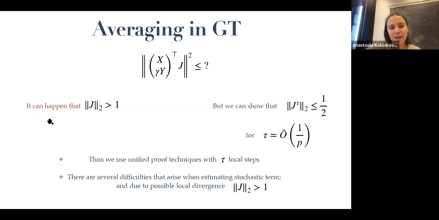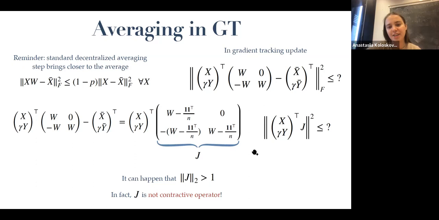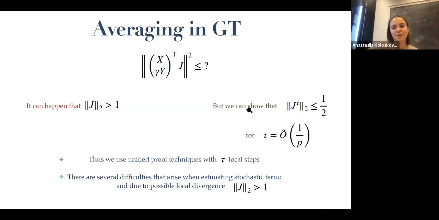However, if you carefully look at this matrix J and think about it, you can notice that if you do just one averaging with this matrix J, it's not enough, but there exists a constant tau, which actually depends on p. But after tau steps of averaging with this matrix J, you can ensure contraction properties, and a pretty good one with a constant factor. And so now you can say, okay, instead of using just one step, we would use a similar proof technique as before, with these tau local steps, because after tau steps we have contraction.